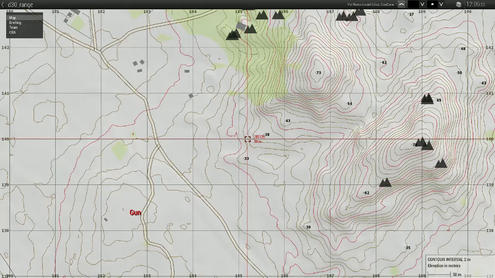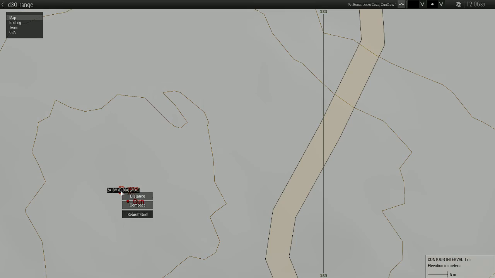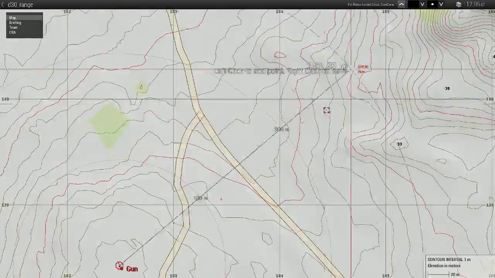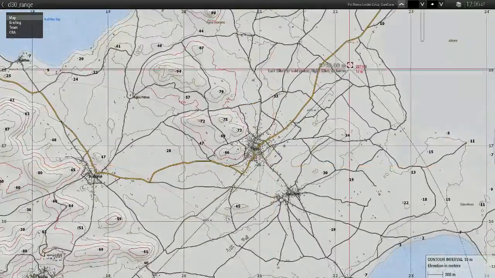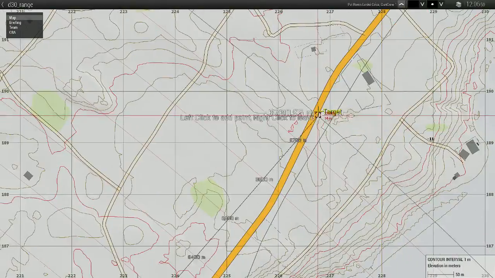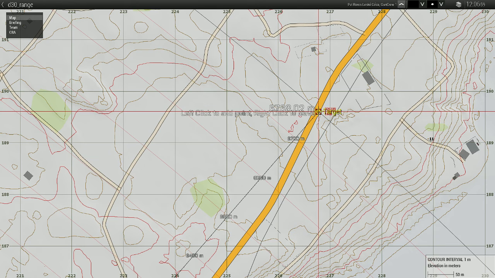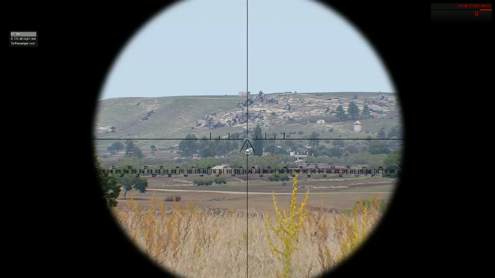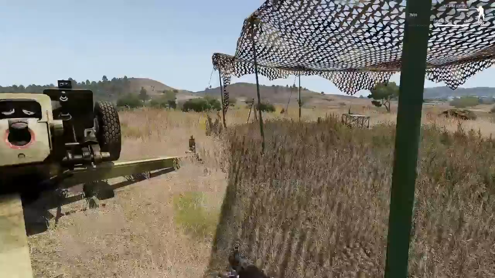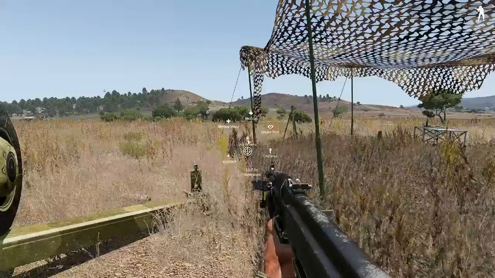Now we need the distance. Distance is 6,768. Good. Now we need to calculate the elevation. Let's bring up the range table.